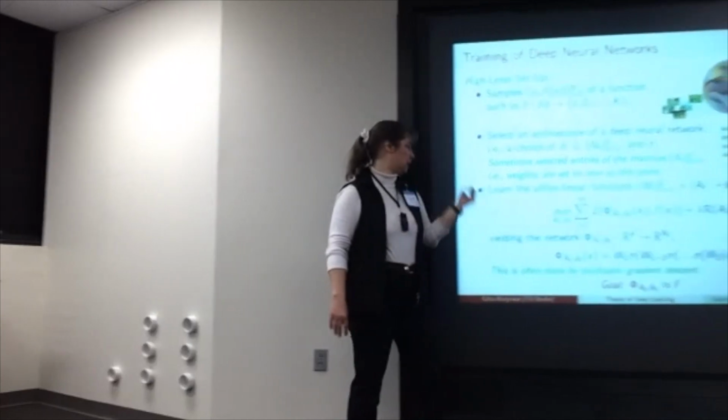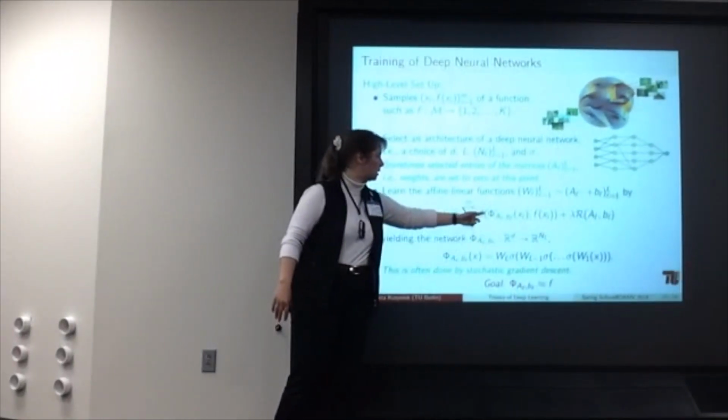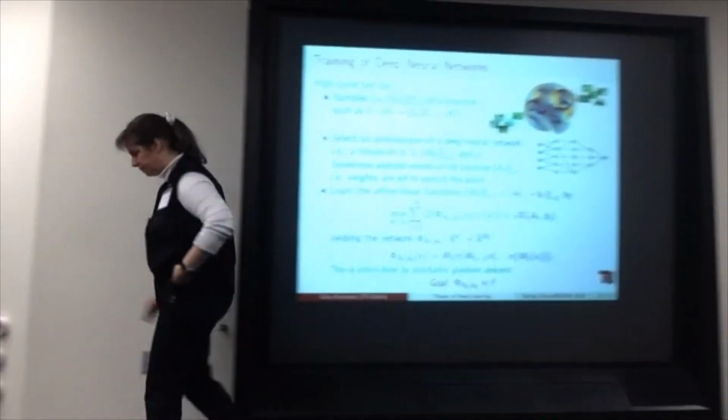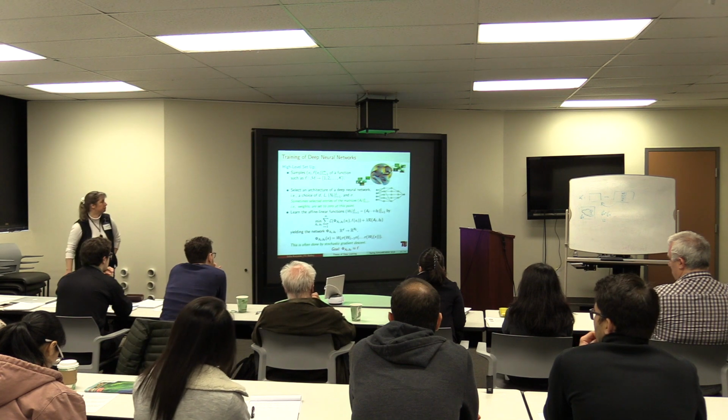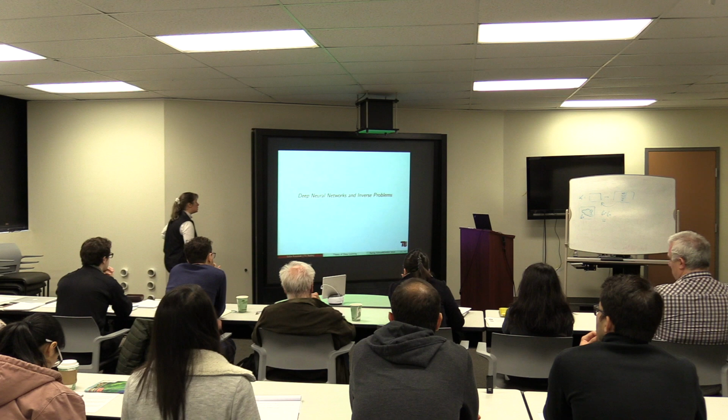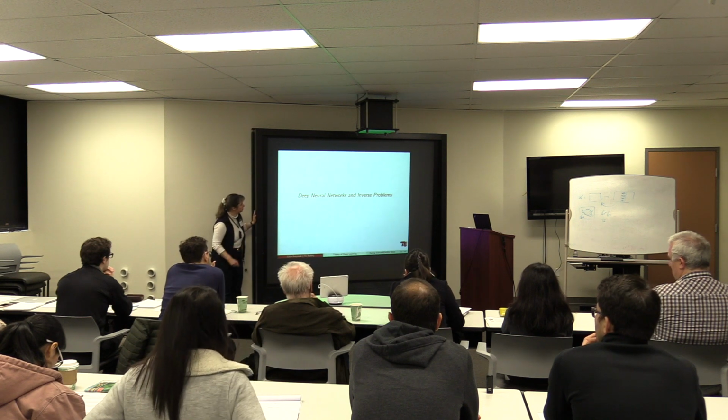If I solve this by, for instance, stochastic gradient descent, I get my network, which is then hopefully close to f. Okay, good. So this is just briefly what we discussed yesterday. Good. So now deep neural networks and inverse problems.